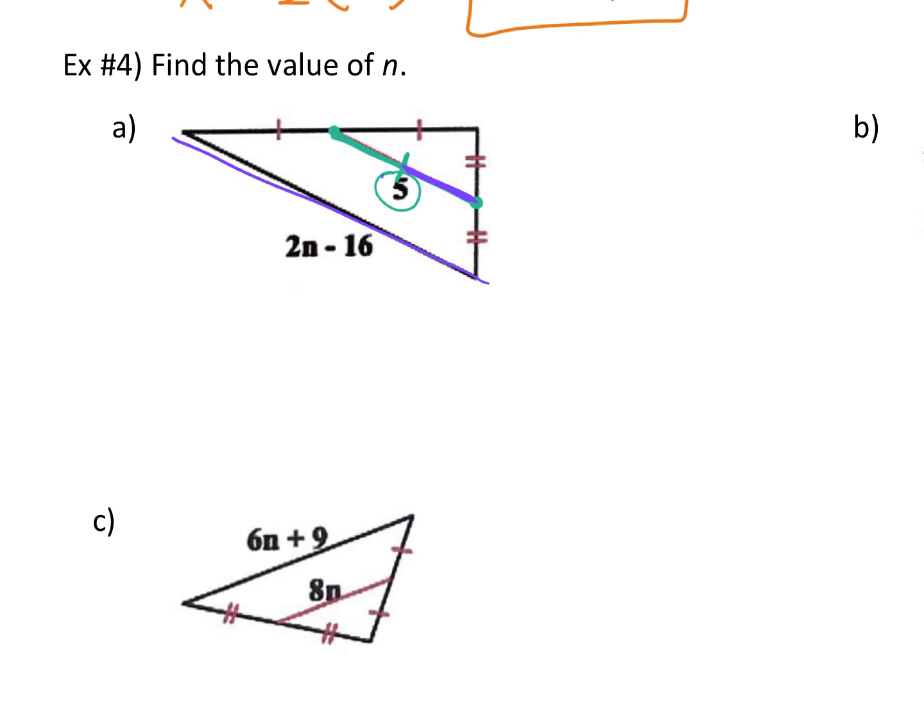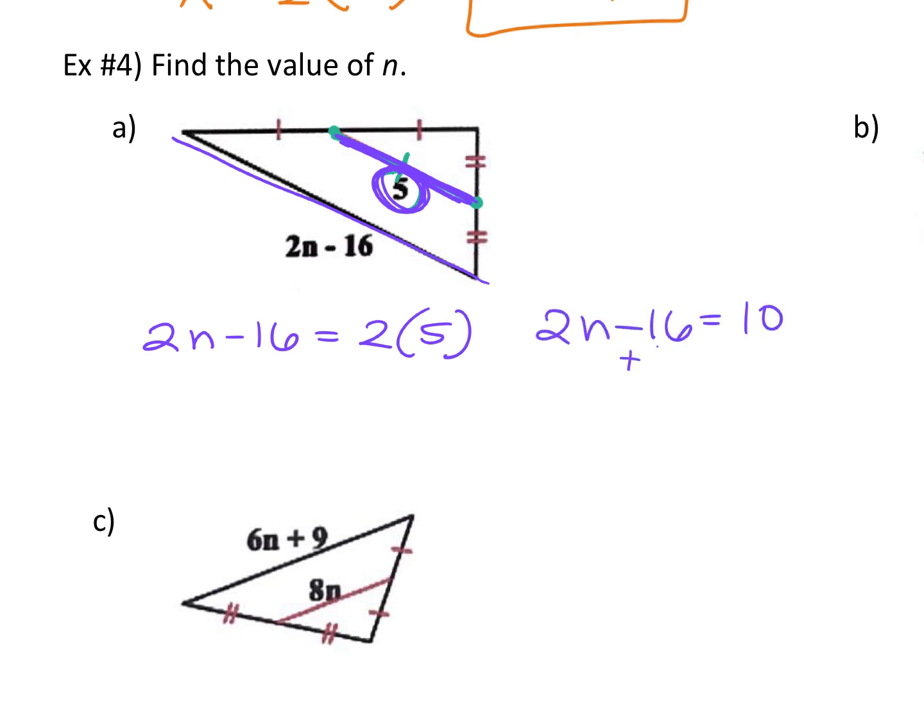So you're either doubling the shorter one or you're cutting in half the longer one. I think this is easier to double the shorter one. So this 5 is going to become a 10. So 2n minus 16 equals 2 times 5. So 2n minus 16 equals 10. Add that 16. So 2n equals 26. And then divide by 2. So n is 13.